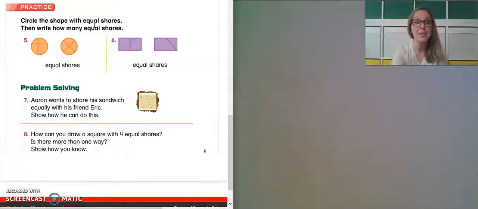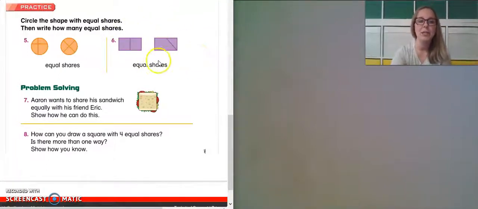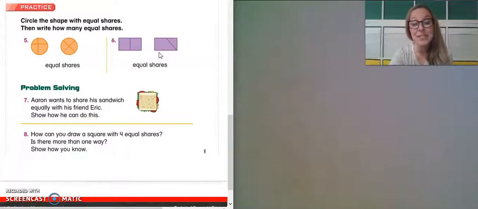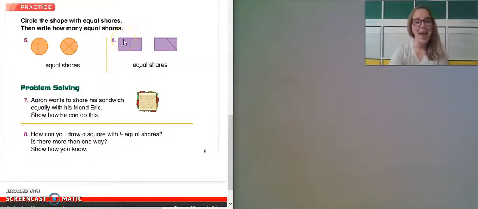Go ahead right now and try to do this one, number 6, on your own. Write how many equal shares here and then circle the one that has the equal shares. Do that real quick. If you said 2 equal shares and you circled this first rectangle, you are absolutely correct. Great job. Let's move down to the problem solving now.